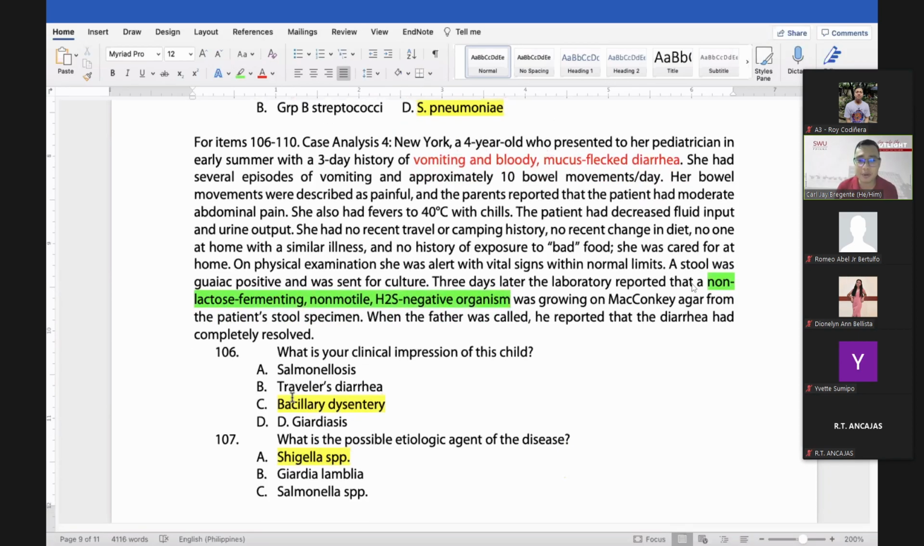So what is the possible disease of the child? So salmonellosis, traveler's diarrhea, and giardiasis. So salmonellosis, wala. Hindi siya associated with salmonellosis, no? Because again, salmonella, H2S positive man siya. Traveler's diarrhea, she doesn't have any history of travel at all. Giardiasis, remember, this is a protozoan infection. Hindi man na-mention ang any protozoan dito, so automatic cancel. So the best answer is bacillary dysentery.